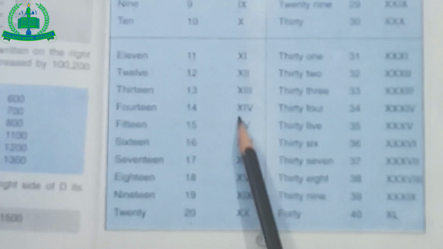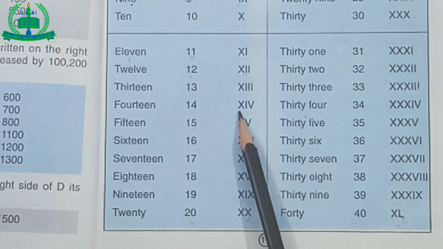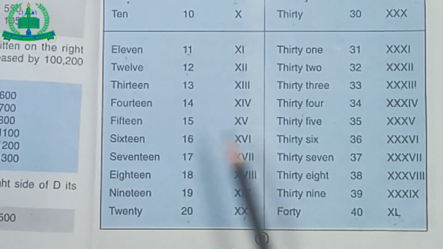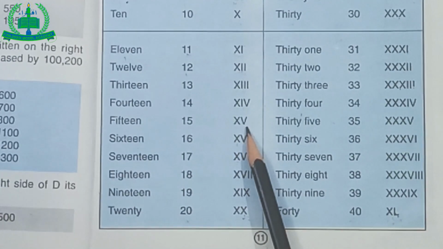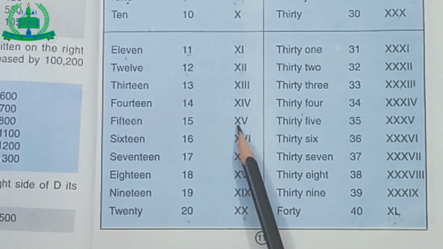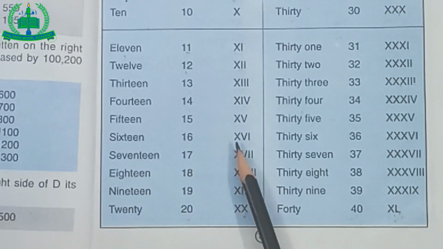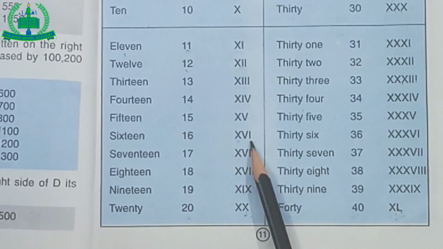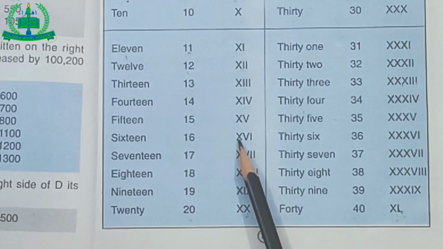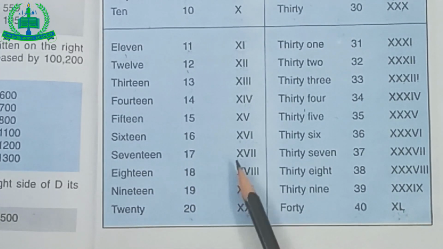14, XIV. X means 10, IV means 4. 10 plus 4, 14. 15, XV. X means 10, V means 5. 10 plus 5, 15. 16, XVI. X means 10, VI is 6. 10 plus 6, 16.